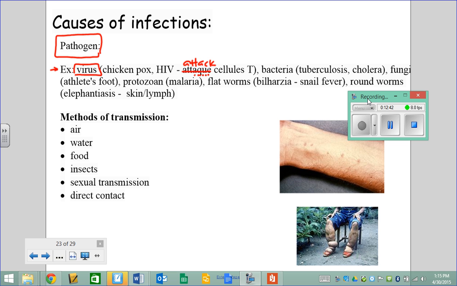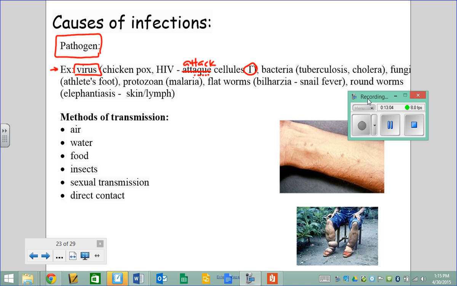We're going to talk about these T cells in a little bit. So I just wanted to mention, when someone has HIV, it's the human immunodeficiency virus. Some of the cells that their body normally uses to fight infections are being attacked. And so that's why their ability to fight off infection is reduced.